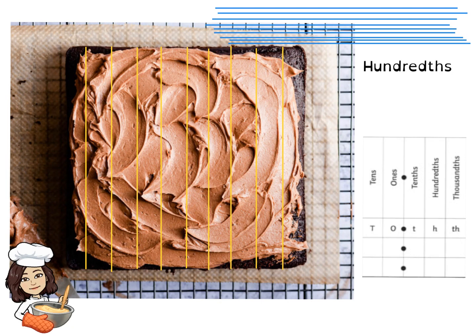So I have my brownie back. I had it as a whole, and then the other day you saw me cut it into 10 even pieces. Now, I want to share this not with 10 people, I want to share it with 100 people. So what I'm going to do is cut my 10 even pieces and make it 100. So I'm going to cut them again.